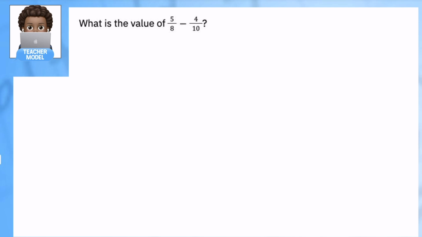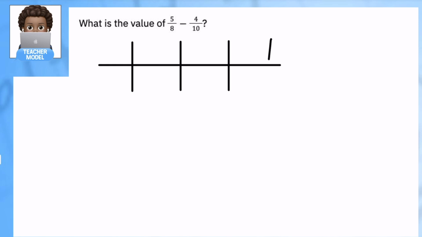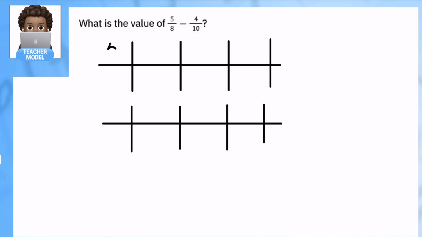The first one is a table strategy, which will rely on skip counting. This is great for any kid who really struggles with finding common multiples. I'm going to start with 5/8 on one, and here's 4/10 on the other. I like to start with the smaller fraction first. Again, this is for kids who can't think of a number that can be divided by both 8 and 10. So I'll start skip counting: 16, 24, 32, 40.